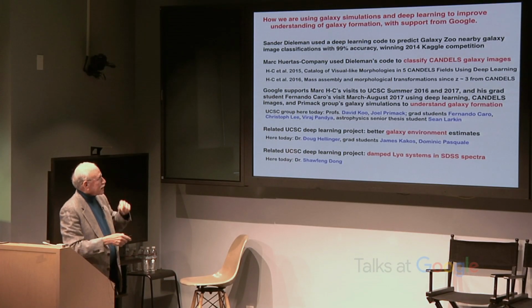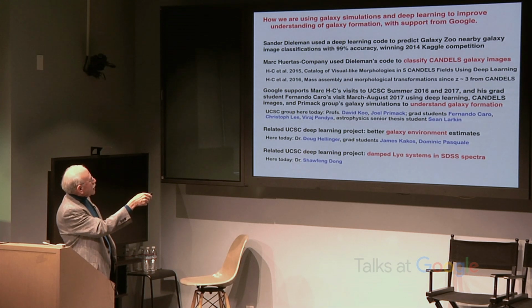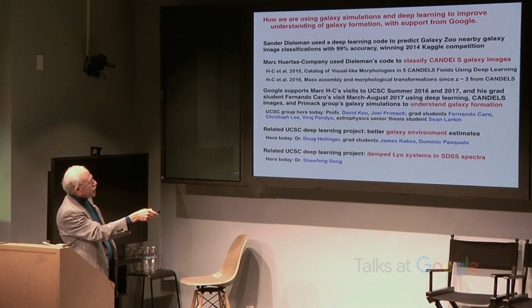Marc Huertas-Company's group used Dieleman's code to classify CANDELS galaxies. So these are our galaxies out in the period when galaxies are forming. About 8,000 of them had been classified by a team of about 65 astronomers. That was used as a training set. To get enough to be a useful training set and not overfit the data, he had to rotate them and also change the colors a little bit to get about 60,000. So Marc's group also had to do something similar with the CANDELS galaxies.